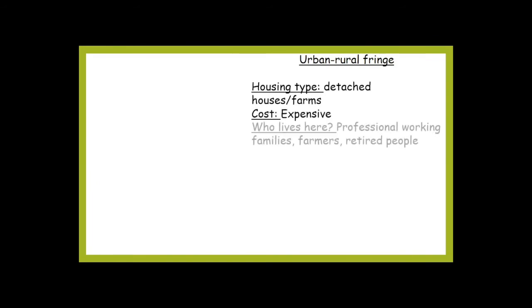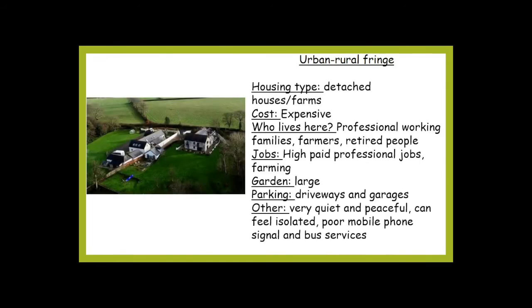Okay, finally, your urban-rural fringe. Again, it looks like it's going to go backwards, and the picture will come up last. This is the edge of the developed, built-up city area. You're moving into the countryside. That's why it's called the urban-to-rural fringe. Fringe meaning on the edge.